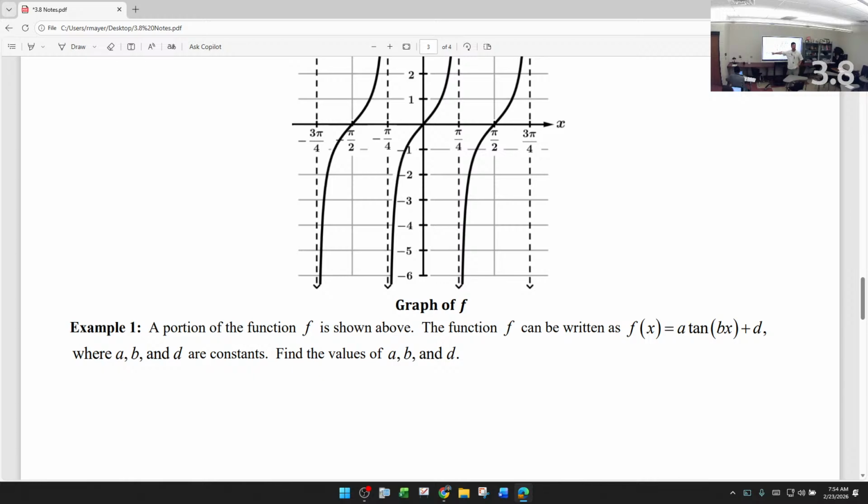Example number 1. A portion of the function of f is shown above. The function of f can be written as a tan bx plus d. So we have no shift horizontally. Where a, b, and d are constants, find the values of a, b, and d.